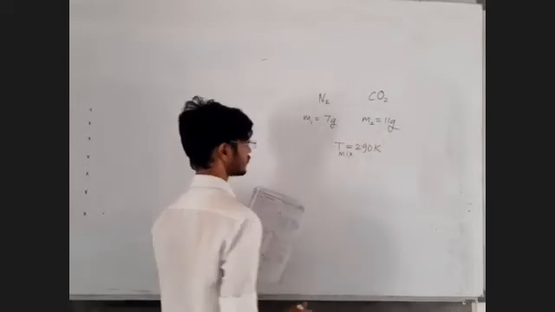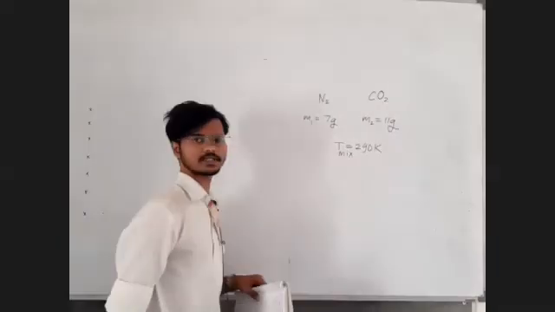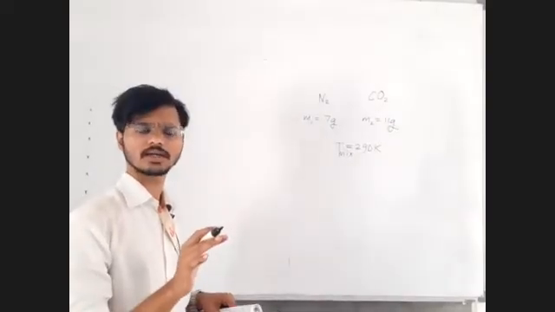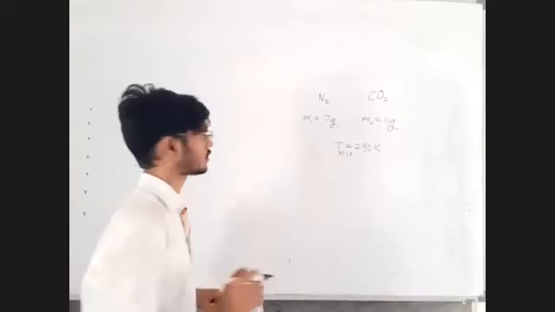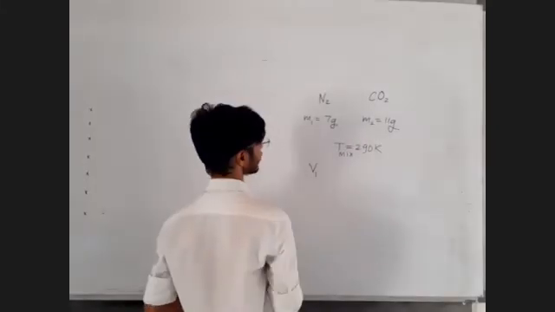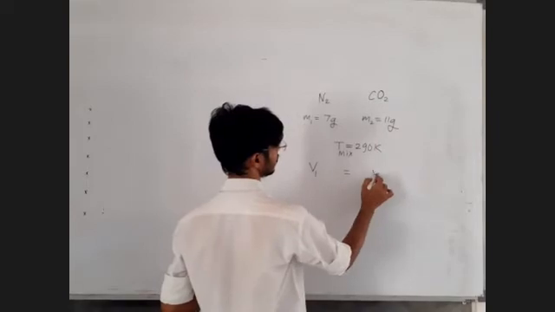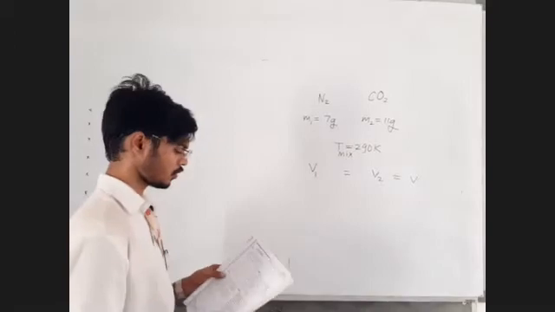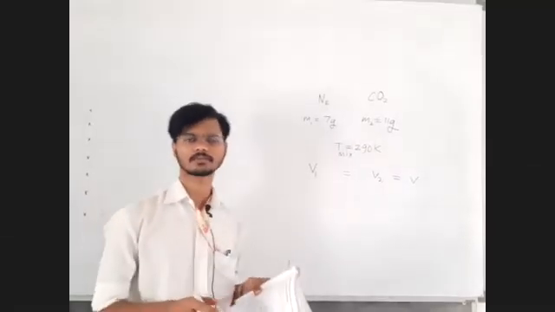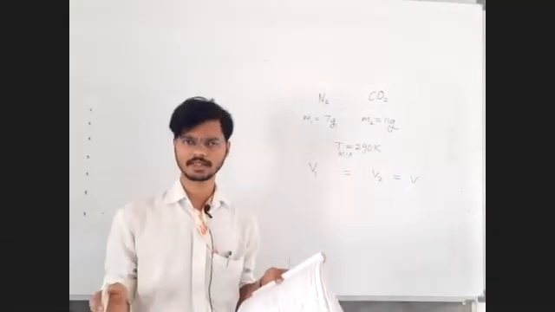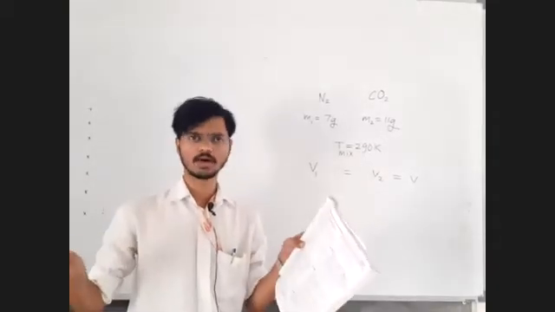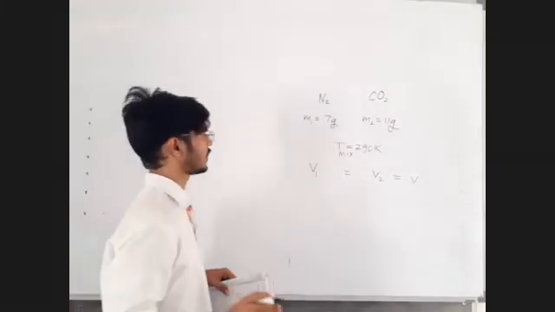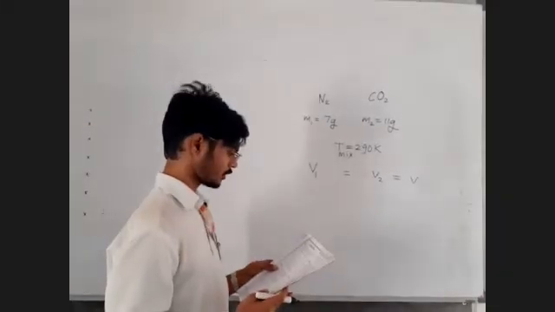The volume of both will be the same. Shall I say volume occupied by nitrogen is equal to volume occupied by CO2? They are contained in the same vessel. So the volume occupied by the nitrogen is equal to the volume occupied by the carbon dioxide, which is equal to the volume of the vessel. Because in this room, what is the volume occupied by the oxygen? Entire room. What is the volume occupied by the nitrogen? Entire room. Gases occupy the entire volume available to them. Fine sir. Now what is being asked?